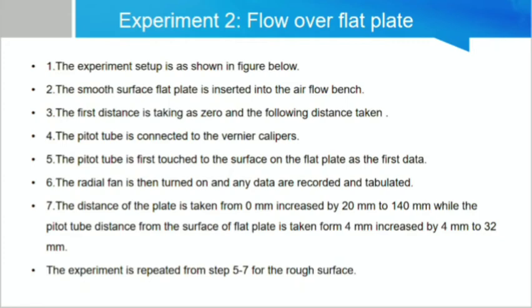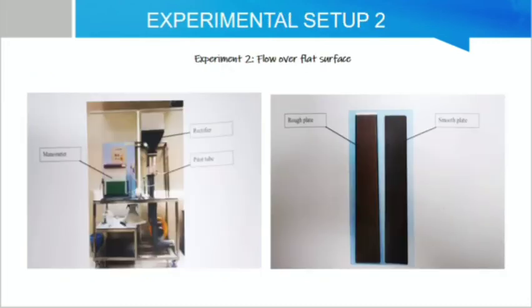The distance along the plate is taken from 0 mm, increased by 20 mm to 140 mm, while the pitot tube distance from the surface of the flat plate is taken from 4 mm, increased by 4 mm to 32 mm. Then the experiment is repeated from step number 5 until step number 7 for the rough surface. There are 2 conditions, rough and smooth surface. Okay, as you can see, this is our experimental setup 2, the experiment of flow over a flat surface.